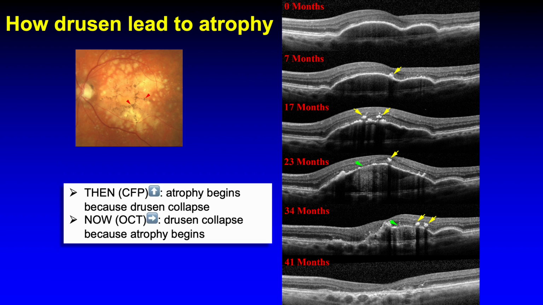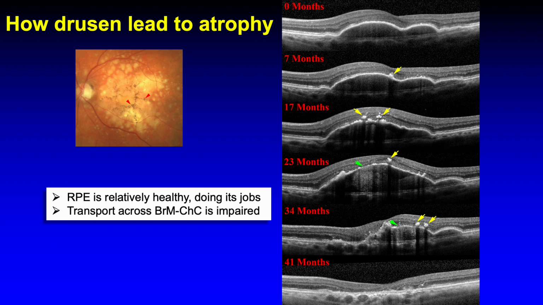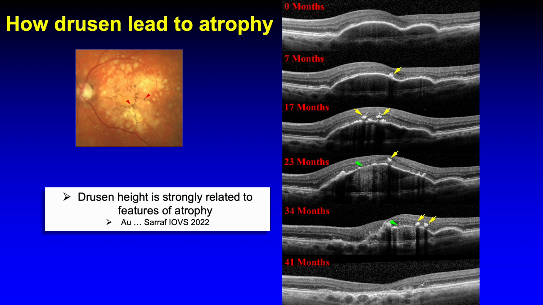So by color fundus photography, atrophy begins because drusen collapse, but now, by OCT, drusen collapse because the atrophy begins. Another way to look at this is that the RPE is relatively healthy, doing its jobs, even on top of large drusen, which form because transport across Bruch's membrane and choriocapillaris is impaired. Recently, clinical imaging has shown that drusen height is strongly related to features of atrophy, which fits with this model.